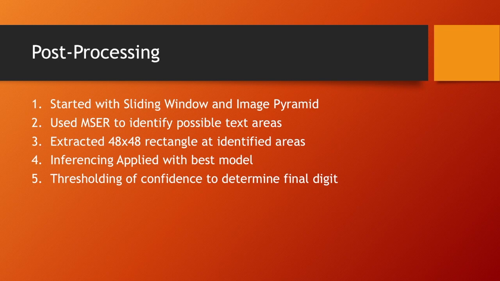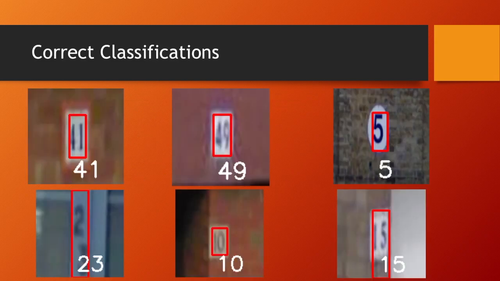And so then for post-processing, I started with a sliding window and image pyramid. That didn't really work. There seemed to be a lot of tuning for each image. So from there I used the MSER to identify possible text areas, and then I extracted a region of interest, applied inferencing, and a threshold of the confidence to determine the final digit. I did have to apply a different confidence value for the ones class. That one needs to be 95% instead of the other ones at 90%, just because there seemed to be a lot of ones.